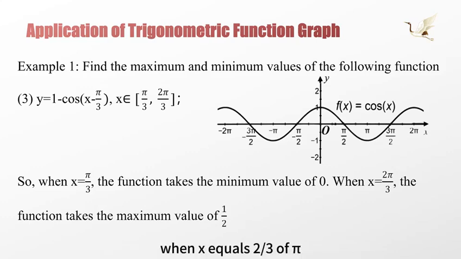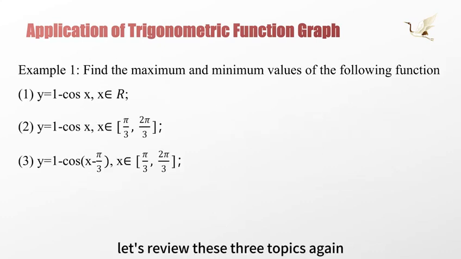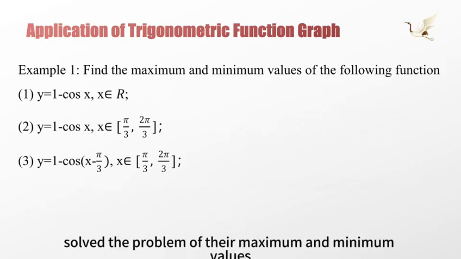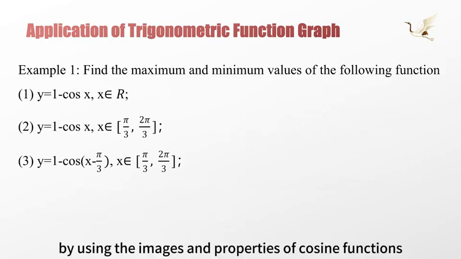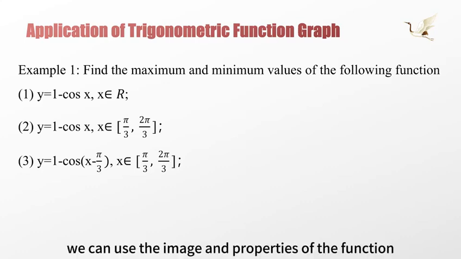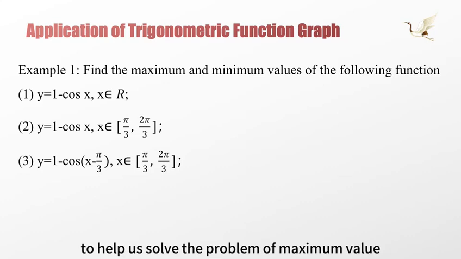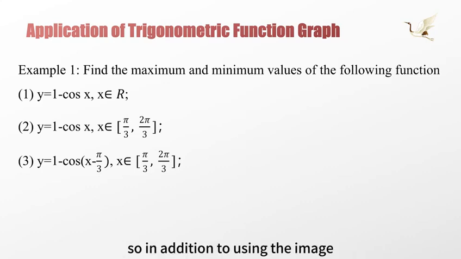When x equals 2/3 of pi, the function takes the maximum value, and the maximum value is 1/2. Let's review these three topics again. In the end, the three topics solve the problem of their maximum and minimum values by using the images and properties of cosine functions. That is to say, we can use the image and properties of the function to help us solve the problem of maximum value. So, in addition to using the image and properties of the function to solve the maximum value problem, what kind of problem can we solve?